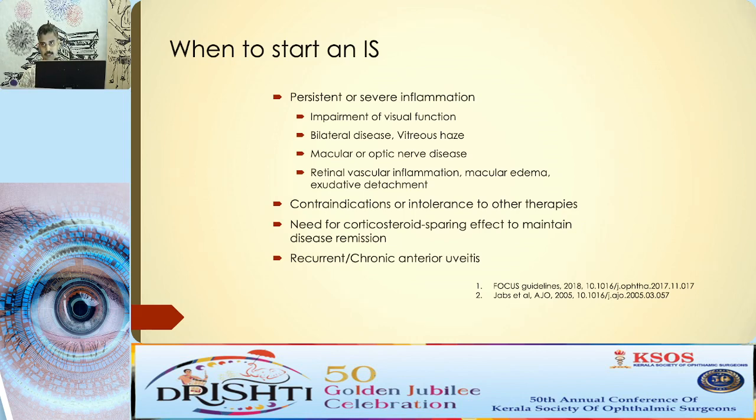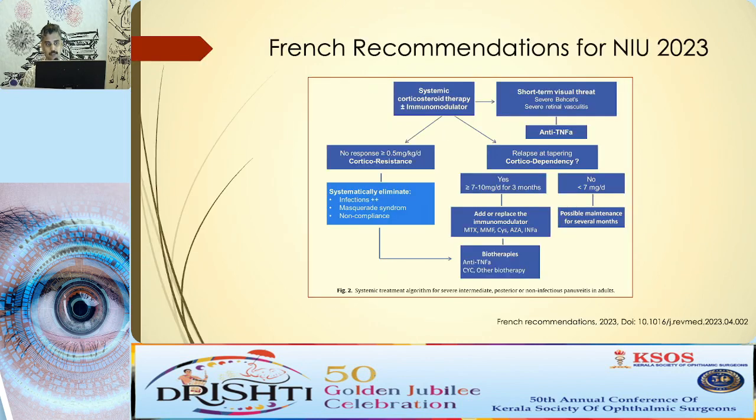When you have persistent inflammation or severe inflammation that impairs the visual function, when you have a bilateral disease, vitreous haze, posterior segment involvement, macular or optic nerve disease, significant retinal vascular inflammation. And there are conditions when you can't use steroids at higher doses, like uncontrolled diabetes or uncontrolled hypertension, and you have other complications of steroids setting in, you may have to add immunosuppressants. So these are the recent French recommendations for management of non-infectious uveitis.